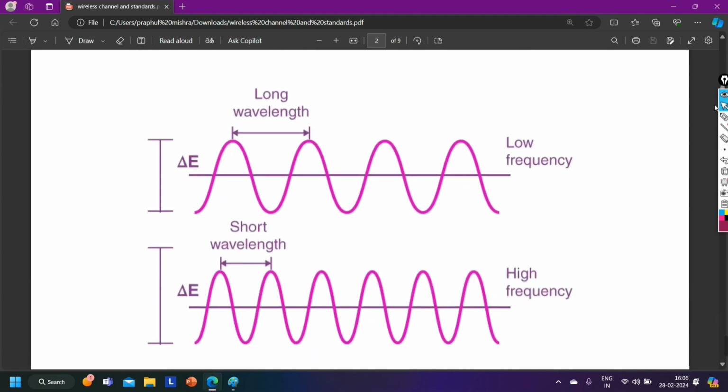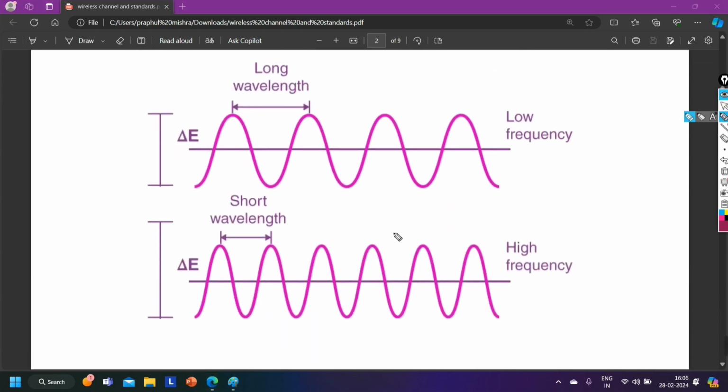Then guys, you can compare the frequency. You can see in front of you there are two graphs, right? This one is, let's say, graph 1, and this is graph 2. In the top one, the frequency is low. Why am I saying the frequency is low? Because the wavelength is long. Wavelength is long, meaning a cycle, let's say, starts from this point and completes one cycle over here, so the total length from this point to this point is long. If this length is long, then the frequency will be low. If this length is short, then the frequency will be high.